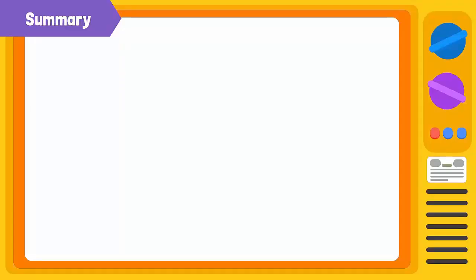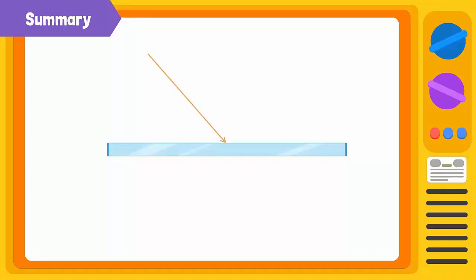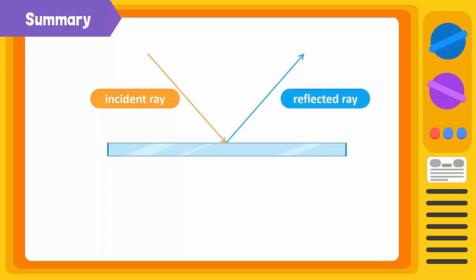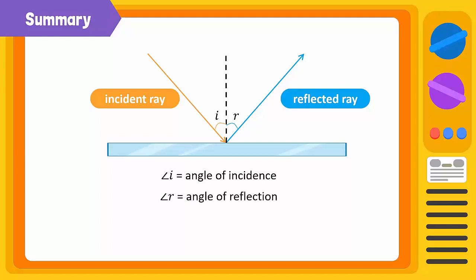Time to summarize what we have learned today. The ray of light that falls onto the shiny smooth plane or mirror is called the incident ray. The ray that reflects off the surface is called the reflected ray. The angle that the incident ray creates with the normal is the angle of incidence. The angle between the normal and the reflected ray is the angle of reflection. According to the law of reflection of light, the angle of incidence is equal to the angle of reflection.